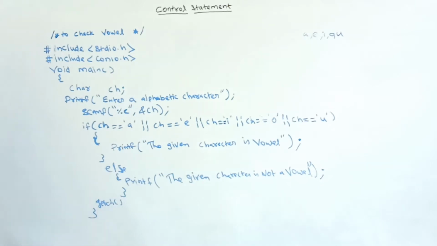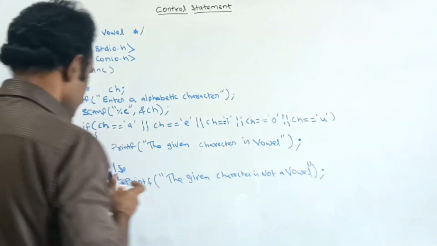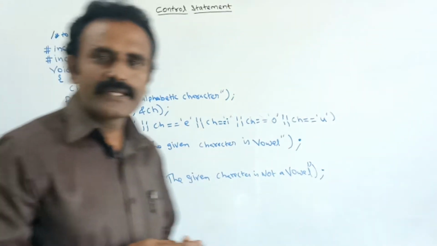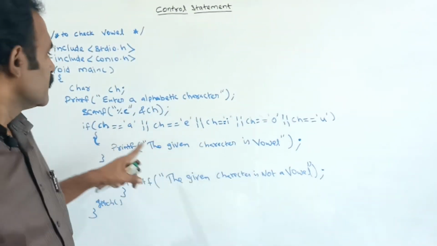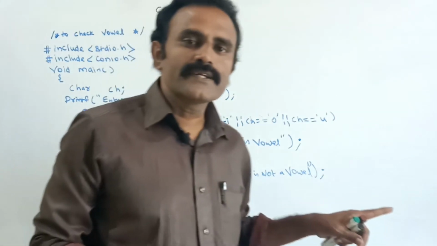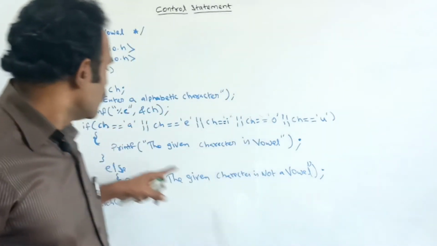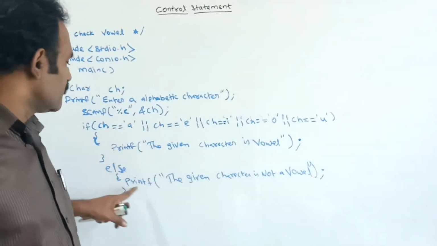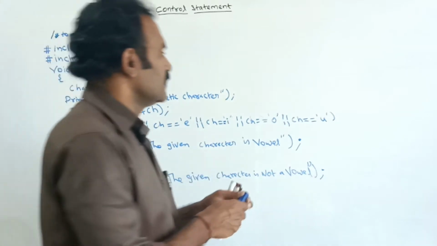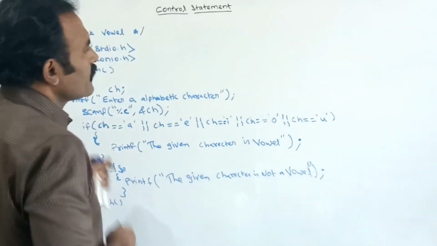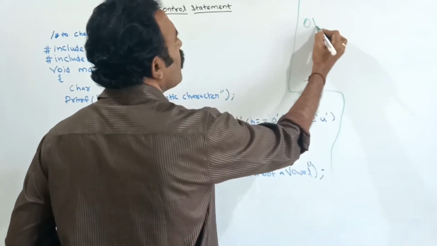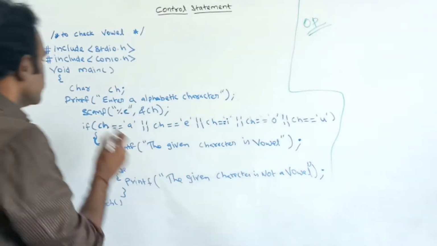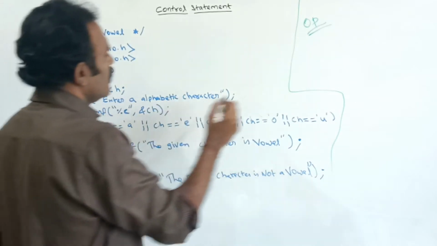See, when we are giving a letter from the keyboard, it checks the following letters. If any one of the following letters matches, then it will print the given character is vowel, or in other words, it will print not vowel. See here in the output screen, very first it will ask to enter an alphabetic character.